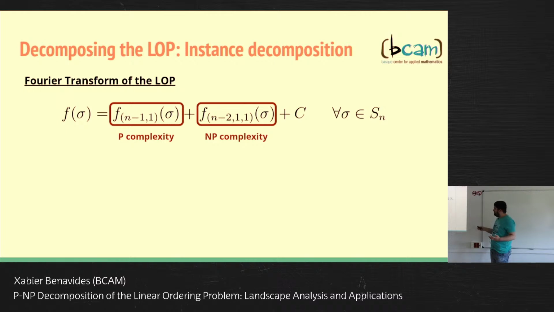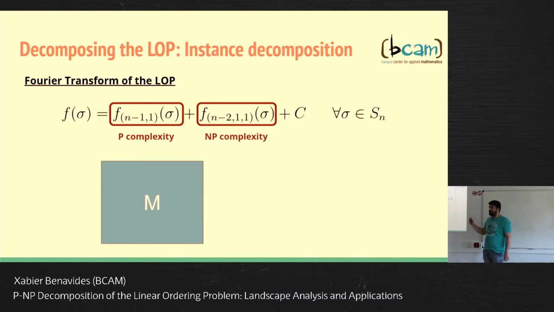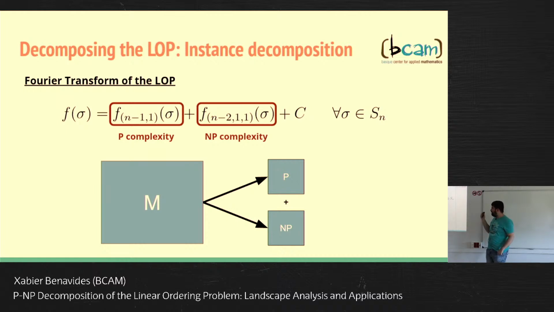So, okay, but are these two functions also LOP functions? That is, given any LOP instance M, that is LOP matrix M, can we decompose that matrix into the sum of two other LOP matrices P and NP in such a way that the objective function of P represents the P component of the Fourier transform and the objective function of NP represents the NP component of the Fourier transform?